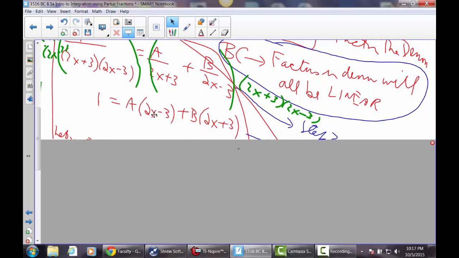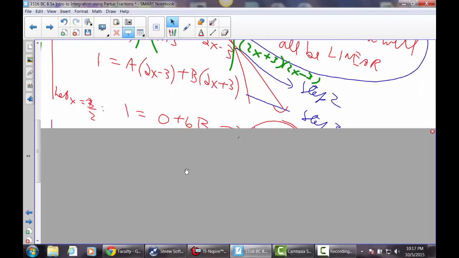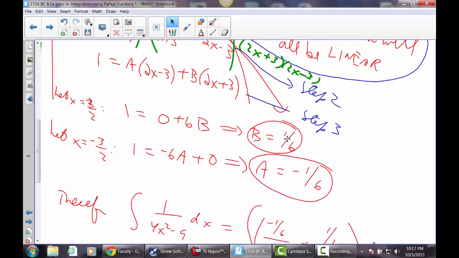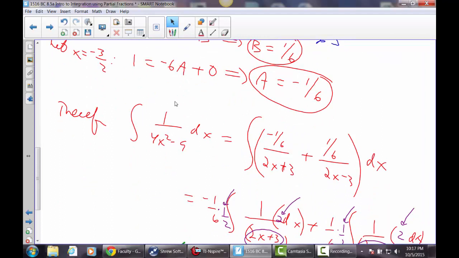You're purposely going to replace x by 3 halves. That'll allow you to find the value of B. Then you'll replace x by negative 3 halves, and that'll allow you to find the value of A. The rest is pretty well arithmetic. There's your A, there's your B.